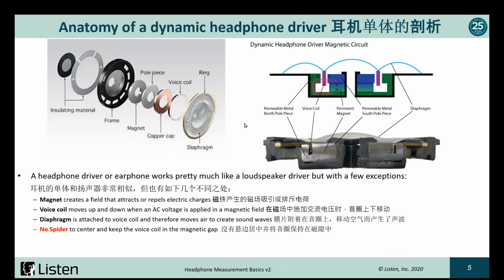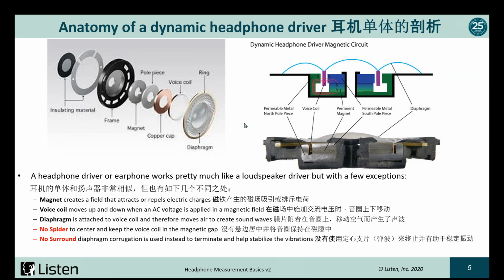They typically have no spider. There is just no space. And as a result, the way the voice coil is centered is a little trickier. There is no surround. Instead, there is usually a corrugation of the diaphragm to act as a surround and to help stabilize vibrations. Again, this is to keep it simple and keep it compact. And there generally is no dust cap to keep small particles from falling in the magnetic gap. The diaphragm is typically part of the dust cap, if you want to put it that way.